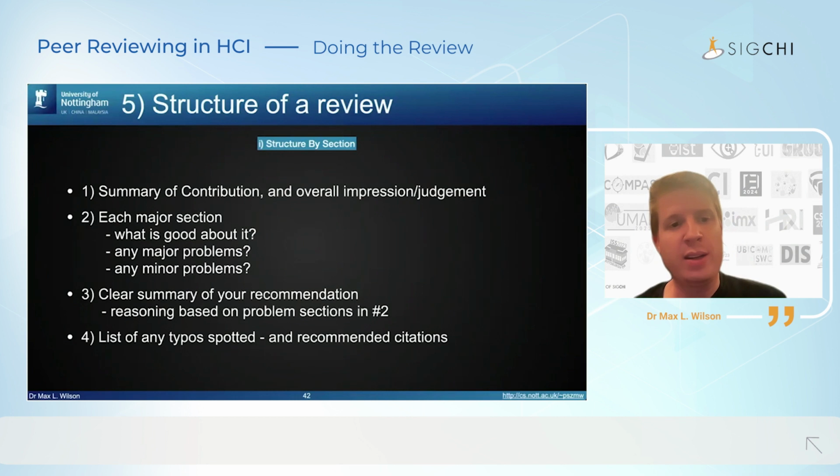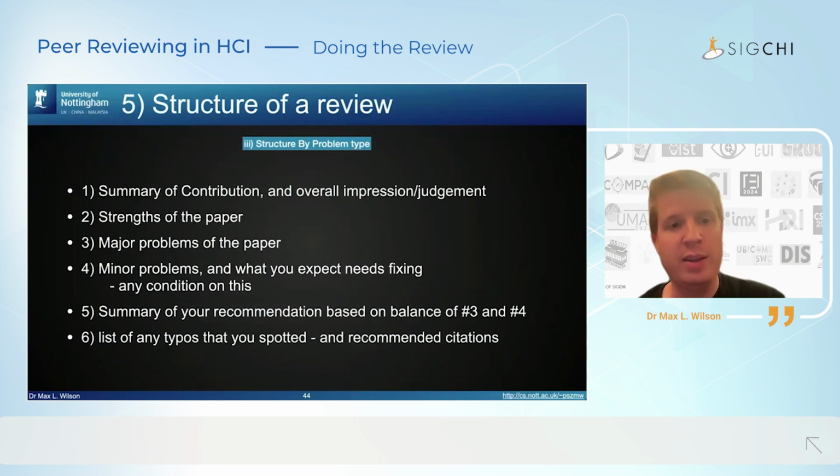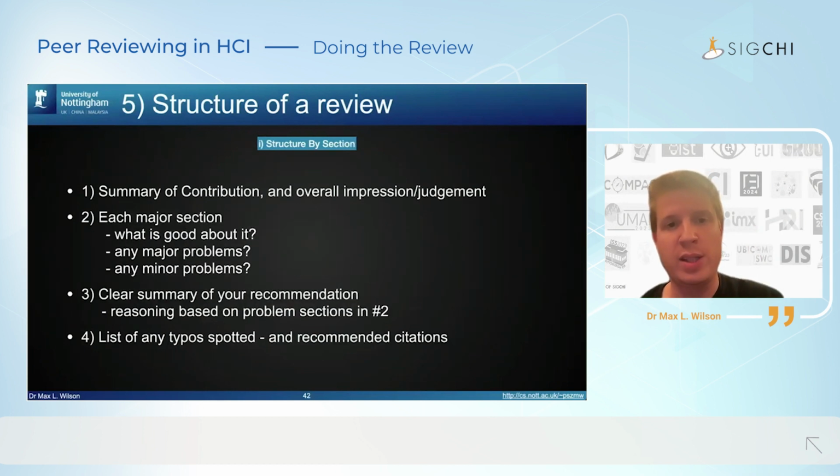So the 3 structures then are by section, by criteria, and by problem type. And you can see the summary, the list of typos, and the summary of my recommendation on all of these 3 structures. So by section.